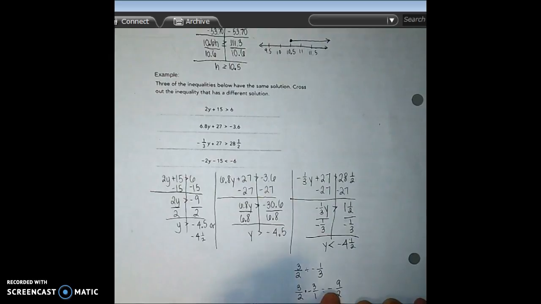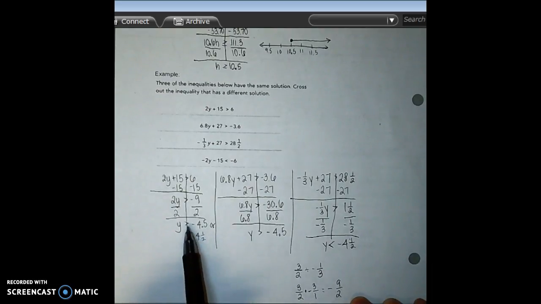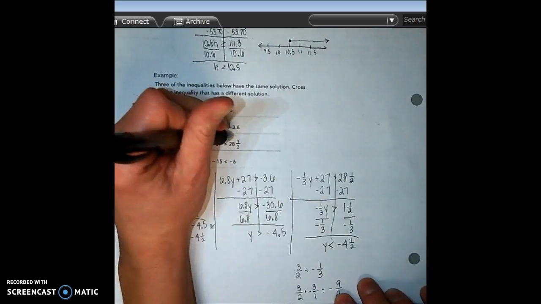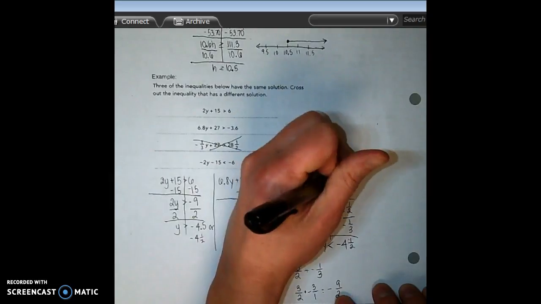And I know that because 2 goes into 9 4 times evenly with 1 remaining. 2 times 4 is 8, so I have 1 remaining, which gives me negative 4.5. So notice that this one actually is not the same as the last two, whereas the other ones were negative 4.5 or negative 4.5, but they had a greater than sign. This one has a less than sign. So I already know that this is not going to be the same. But just to make sure, I'm going to check the very last problem too.